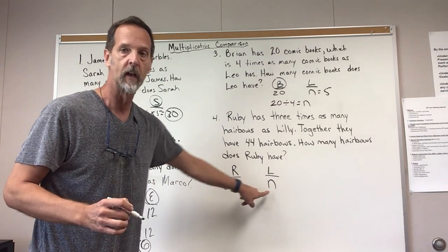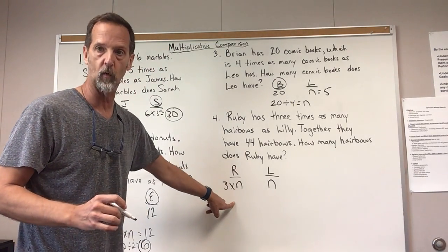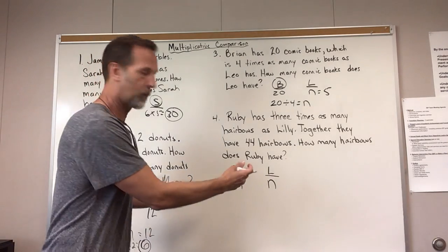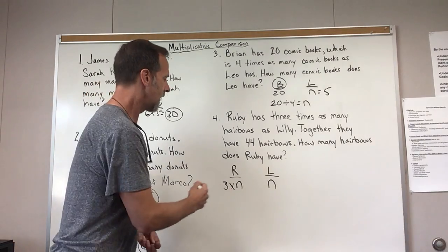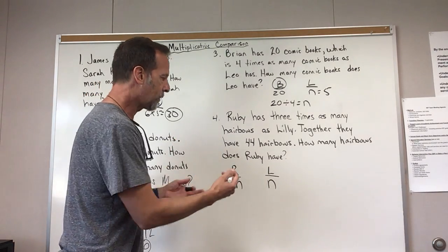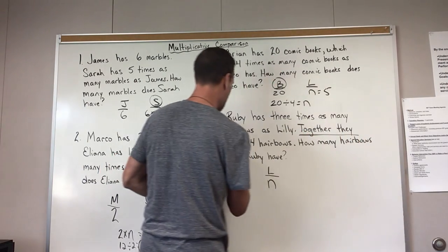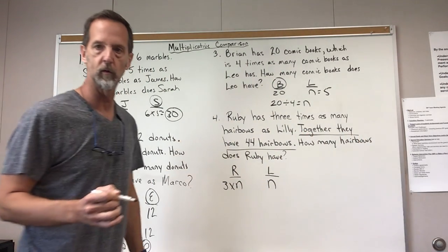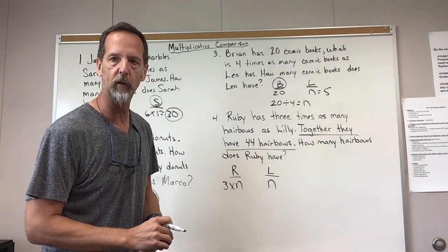Whatever her number is, she's going to have 3 times as many. If she has 1, she's going to have 3 times 1. If she has 4, she's going to have 3 times 4. So does that make sense to put N here and then 3 times N? Are you with me there? Okay? Now, if I put them together, right? Together, they have 44 hair bows. All right? Well, let's stop a minute. Let's figure out how many N's we have all together.